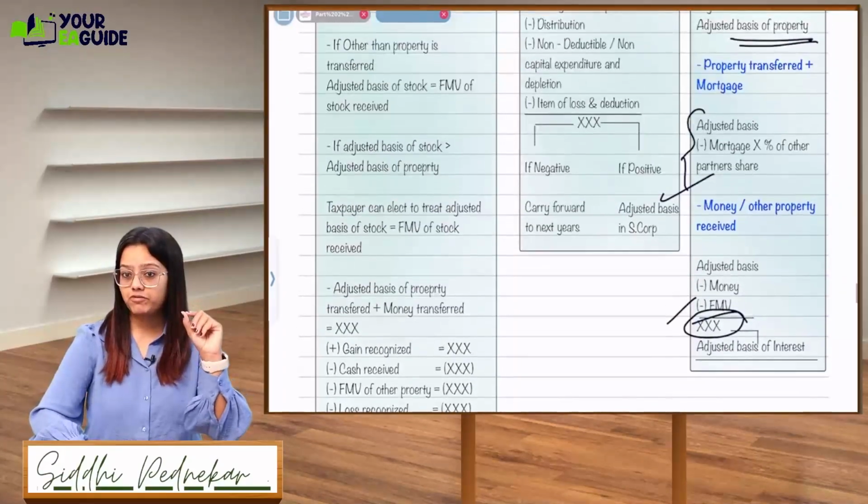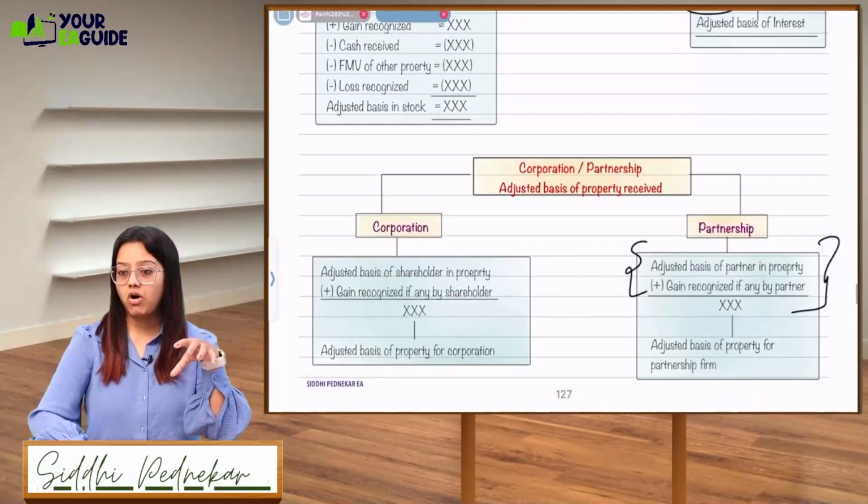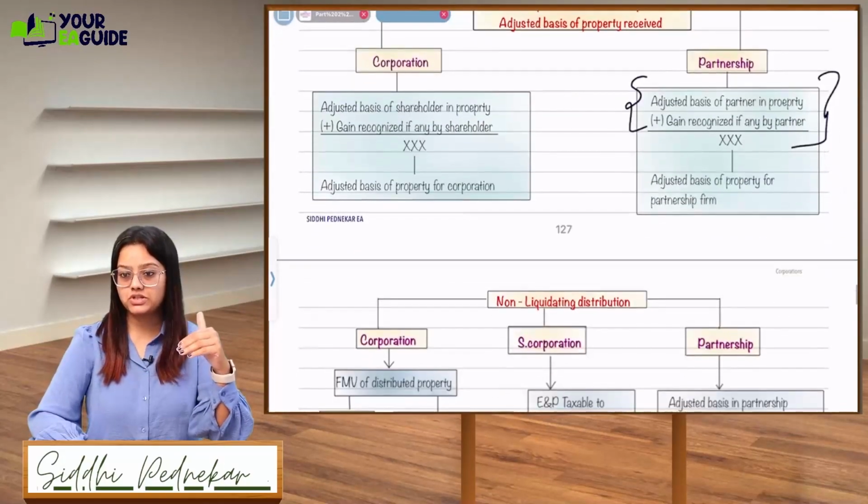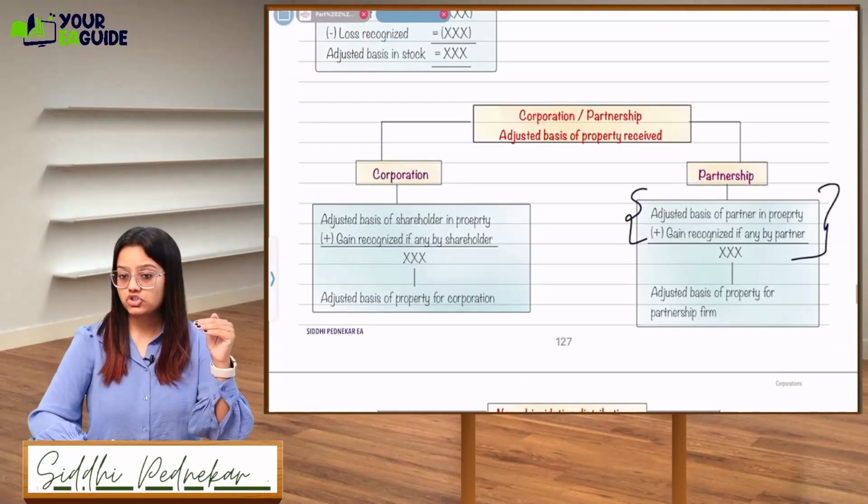Go through it stepwise. Remember this chart very well. All your 3 chapters will be covered. Your partnership, S corp, C corp, everything will be covered in these 3-4 pages. So please remember this chart.